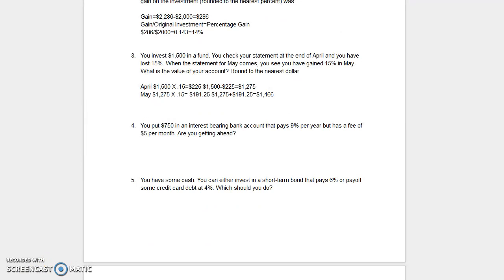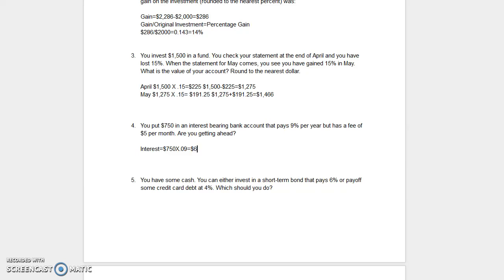You put $750 in an interest-bearing bank account that pays 9% per year, but has a fee of $5 per month. Are you getting ahead? So the first thing we need to decide is how much interest are you gaining in that year. So interest we can calculate by our balance multiplied by our interest rate, which is 9%. So let's take that percent sign off, move that decimal 2 places to the left, so 0.09, and we're going to multiply 0.09 times $750 to figure out how much interest we make in 1 year.